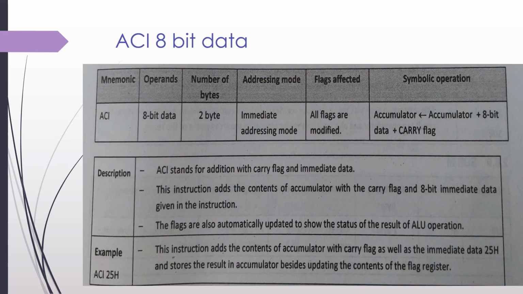Okay, the next instruction is ACI 8-bit data. What is the meaning of ACI 8-bit data? Add the contents of the accumulator with immediate data along with carry. So here A plus immediate data plus carry, and the result is put back into the accumulator. There are 2 bytes which give the full meaning to this instruction. That's why it is a 2-byte instruction. Since there is immediate data, the addressing mode is immediate addressing mode. And in the arithmetic group, as we know, all flags may be modified.